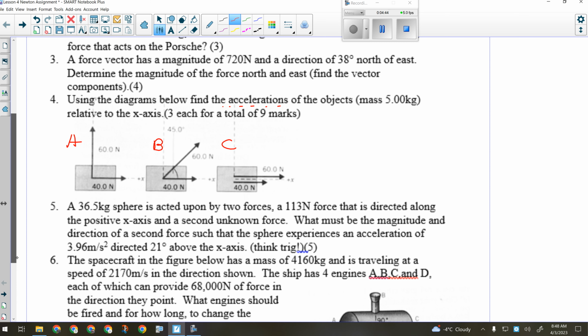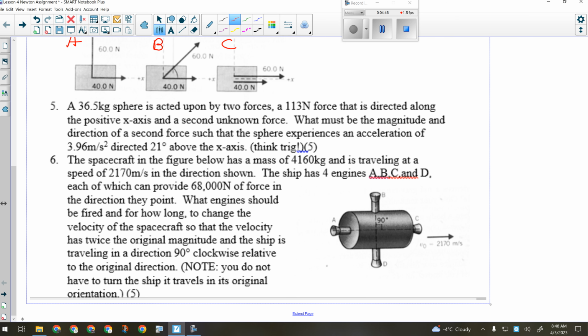All right, number 6. So we have this highly impractically designed spacecraft with 4 engines on it. Okay? Now, the spacecraft, we know its mass, 4,160 kilograms. We know its initial velocity, okay? That initial velocity is going to the right, okay? So this way. The ship has 4 engines, each of which can provide 68,000 newtons of force.